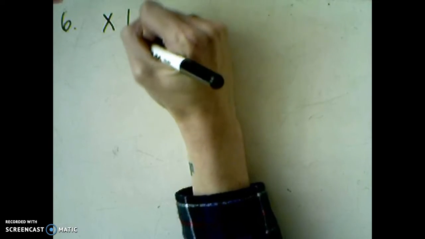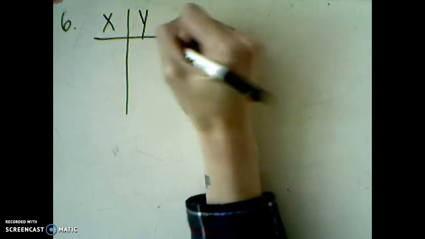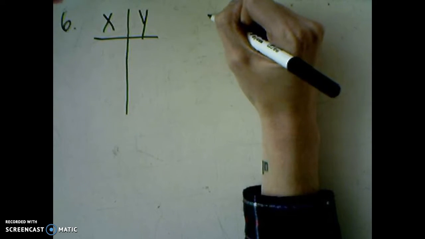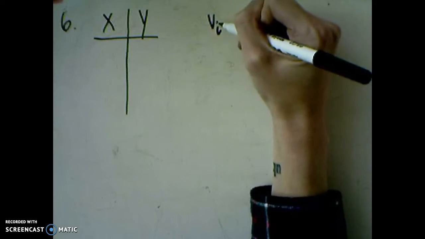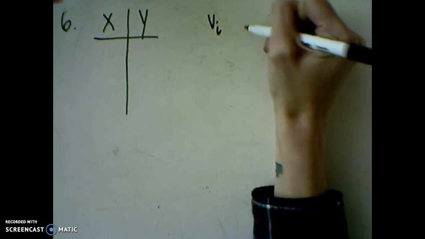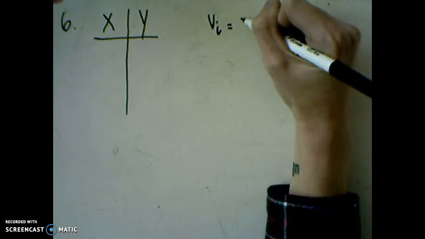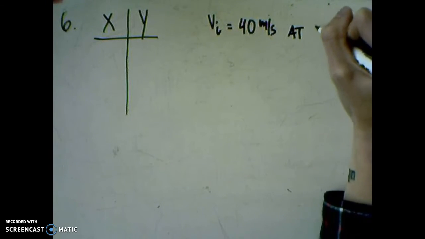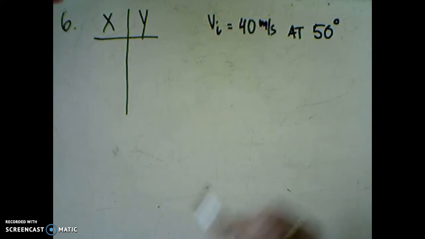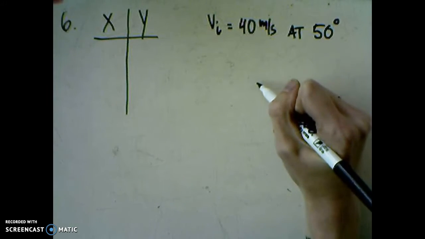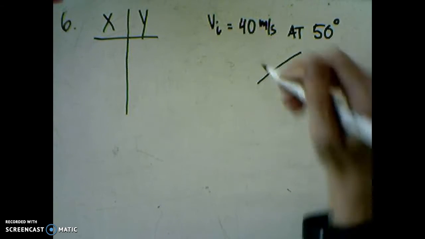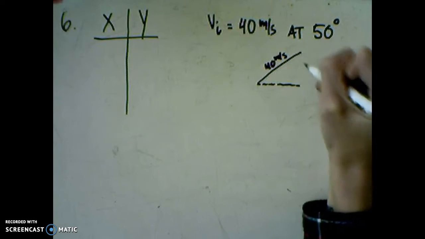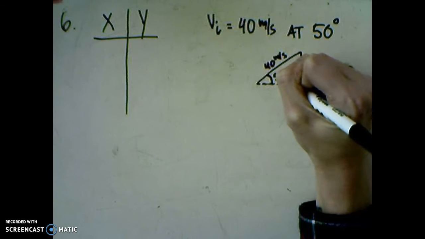So I'm still going to start by making my variable lists, but this time I have to include something else. It tells me that my initial velocity, my total VI in both the X and Y direction, is 40 meters per second at 50 degrees from horizontal. What that means pictorially is that my ball is shot at 40 meters per second at an angle of 50 degrees.